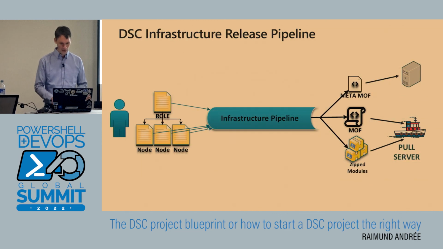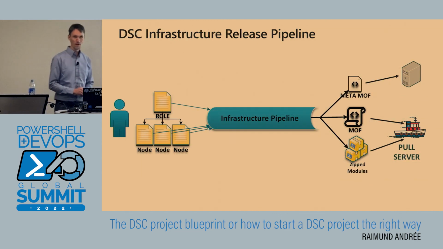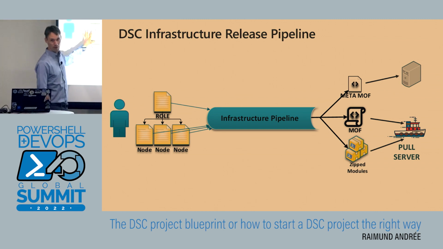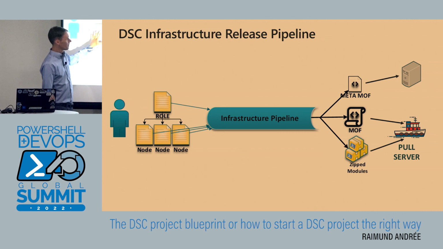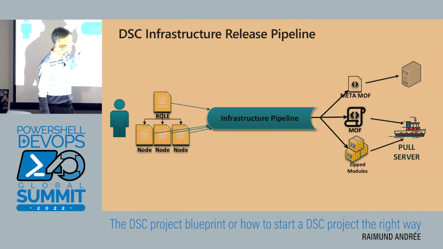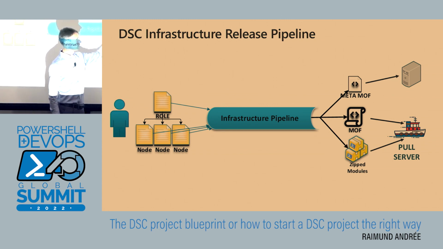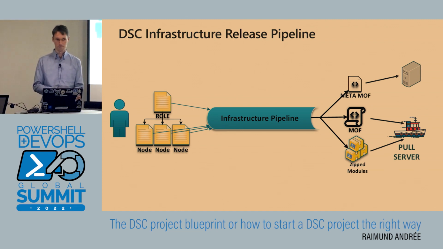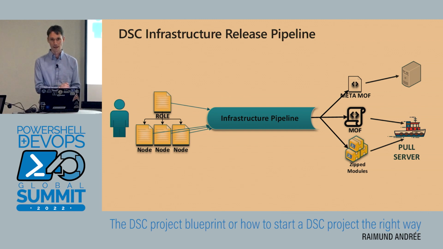Good. And that's the infrastructure release pipeline. So the same principle is now being applied. We have our input, our node data, our configuration data. This configuration data is somehow processed by the release pipeline, and the output is zip modules, MOF files, meta MOF files, right? And then the only question is, how do you deploy these files or publish these files to the pull server? And this is something that most customers or all customers do slightly different, so there is no real process for that.